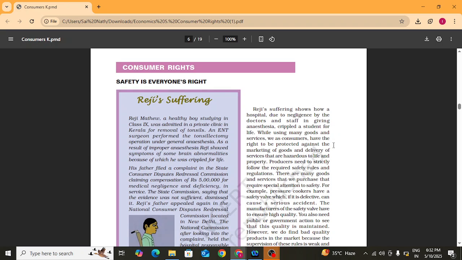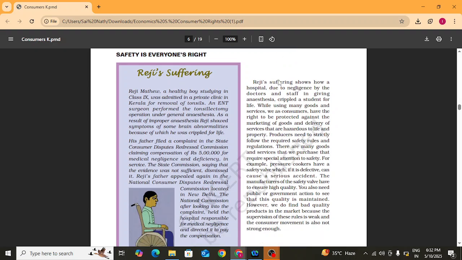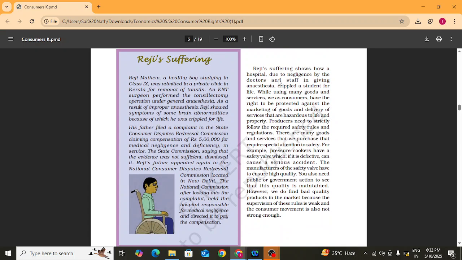Moving on, consumer rights. Safety is everyone's right. This is a case study you can look into, which is taking account of malpractices in a private clinic. What happened there? Okay, so basically the explanation of this case study is given in this part.